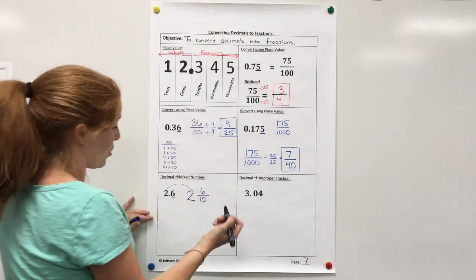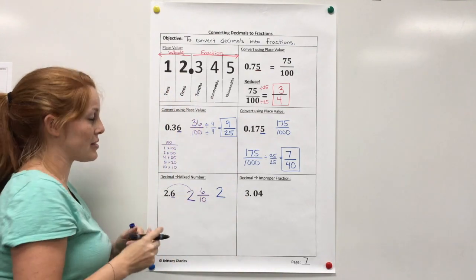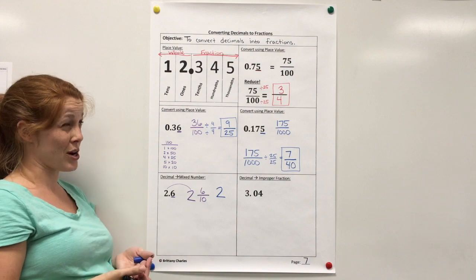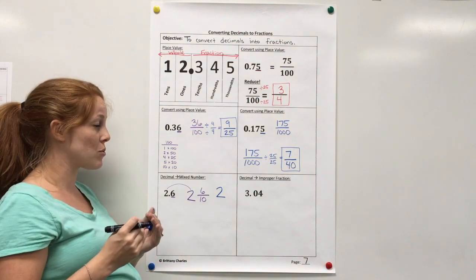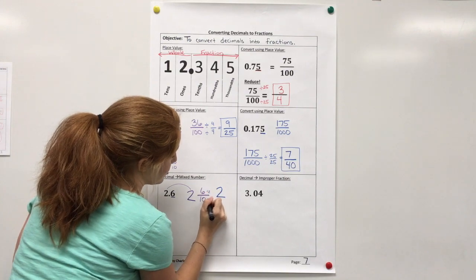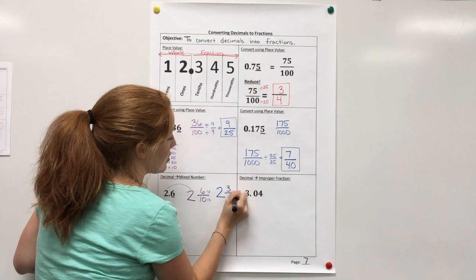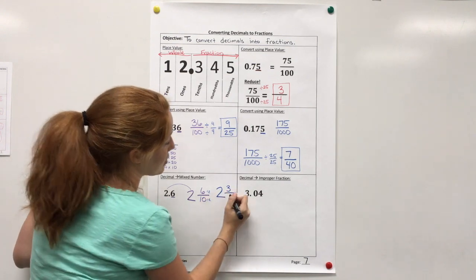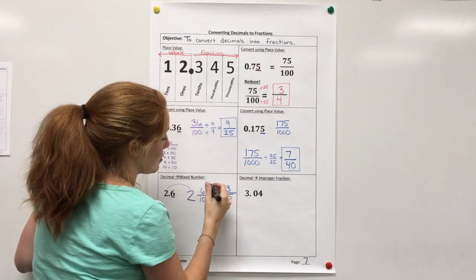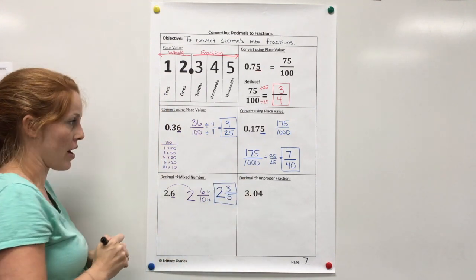Again, the whole number won't change, so it'll still be 2. But I can divide 6 and 10. They're both even, so I know 2 would work. I can quickly check if anything else would work. Nope. So I can divide both of these by 2. 6 divided by 2 gives me 3, and 10 divided by 2 gives me 5. So this would be 2 3/5. All right.